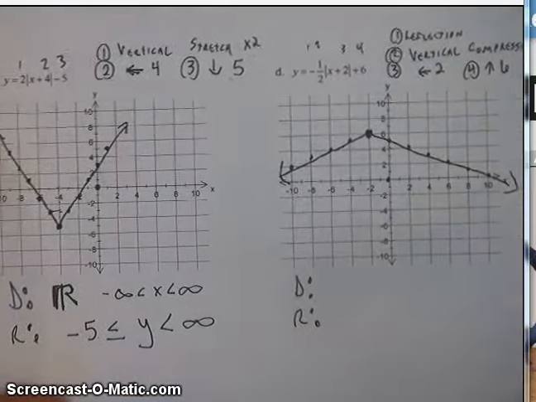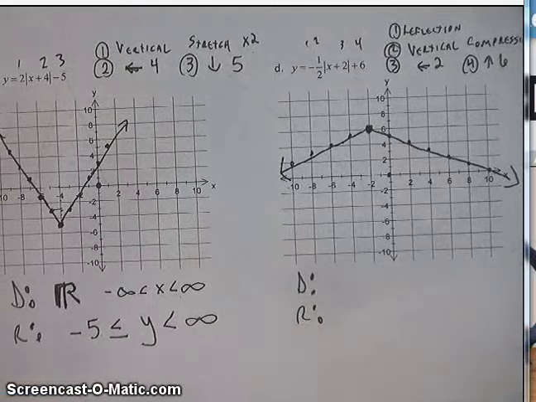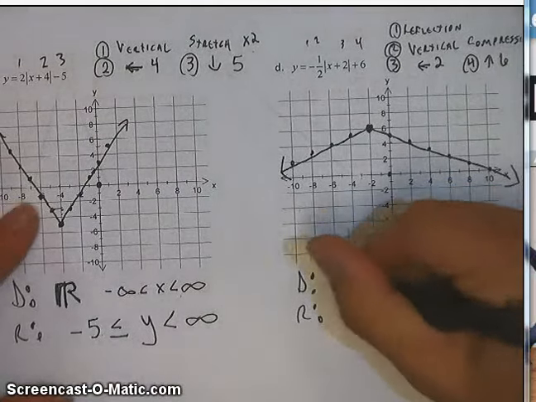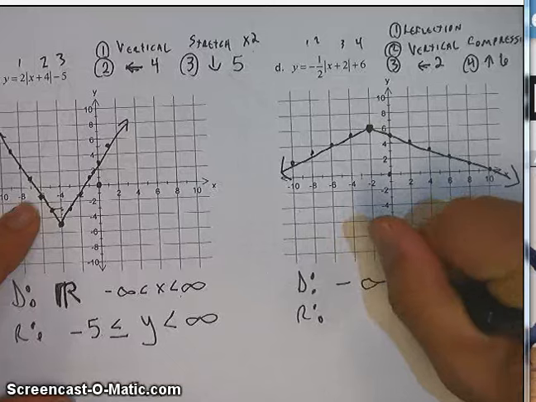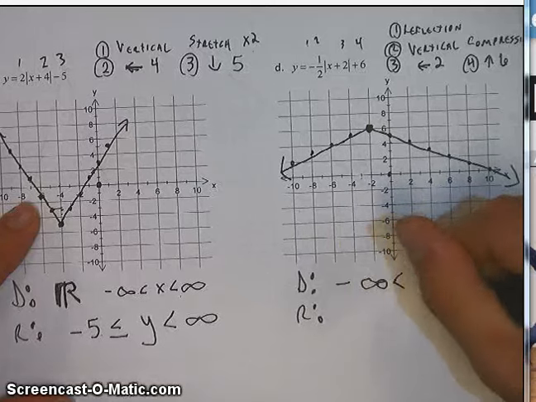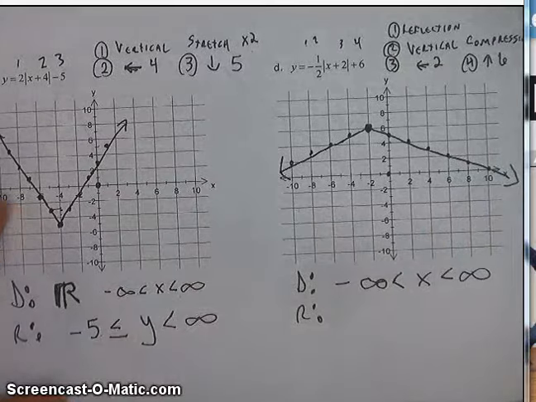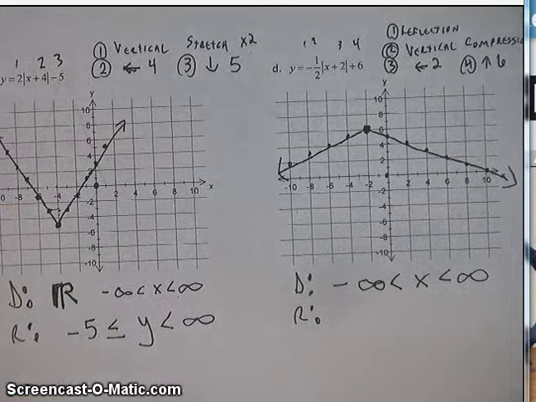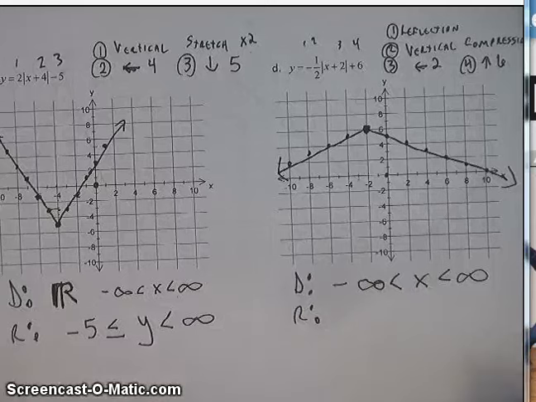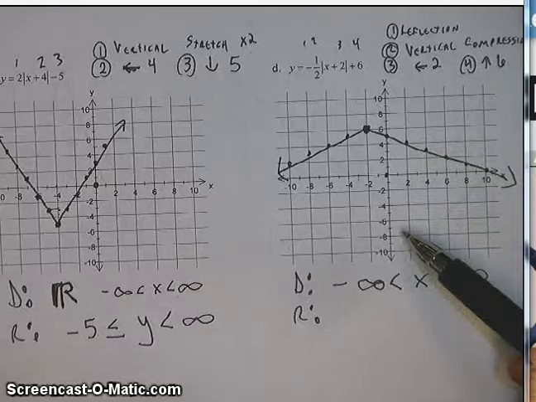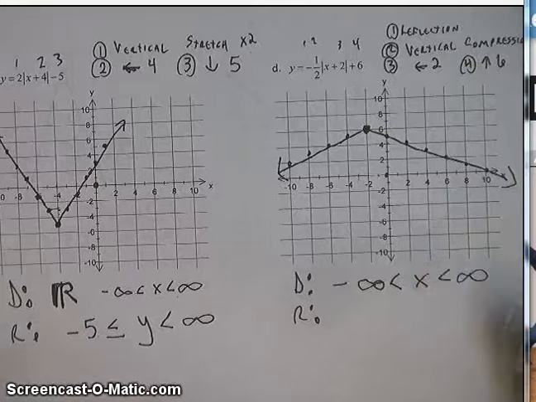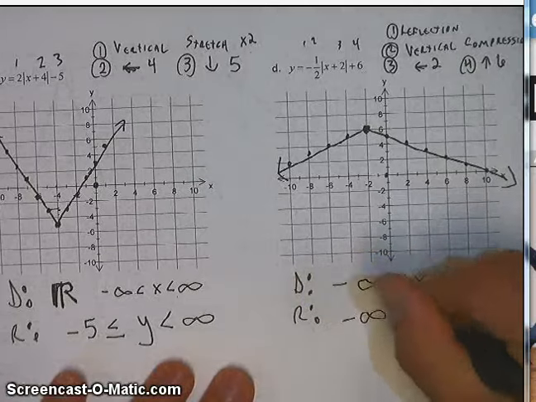Now the nice thing about absolute value functions is that the domain is always the same. It's always negative infinity to positive infinity. That's never going to change for the domain of absolute value. It's the range that's going to be different every time. So ask yourself the question, how low does this thing go? This thing's going down forever. It's going to negative infinity.